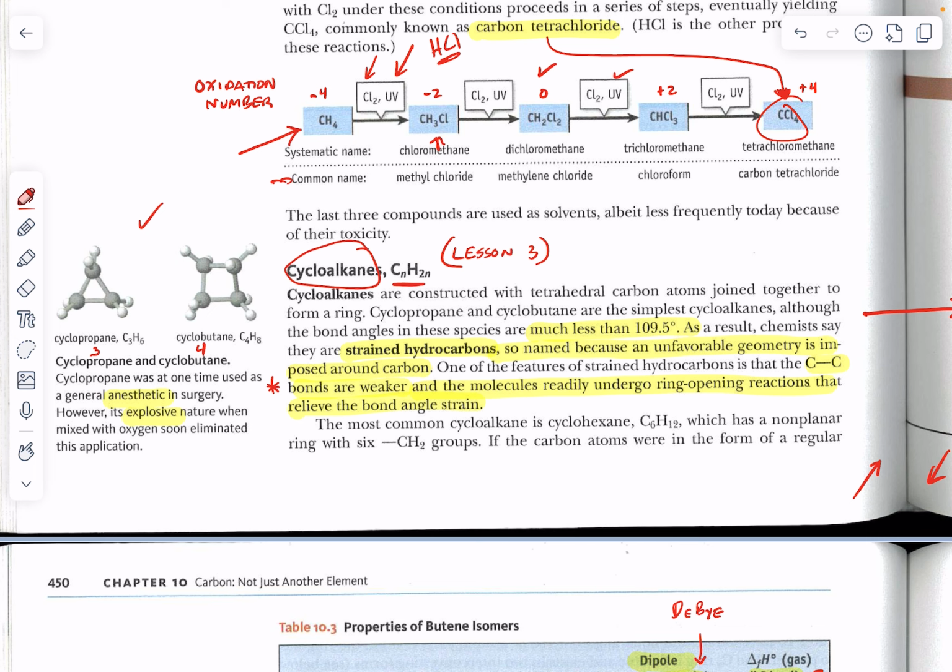That's the cyclo part. Cyclopropane at one time was a general anesthetic and used in surgery, and it was never a good thing, of course, if you had a successful surgery, but then your anesthetic exploded and killed the patient that way. You hate it when that happens. So we don't use cyclopropane for that application at all, unless perhaps under rare circumstances.